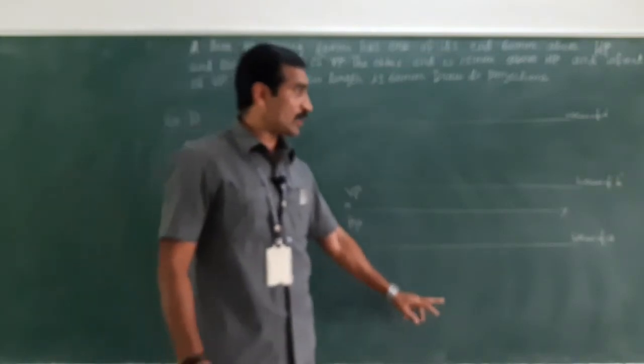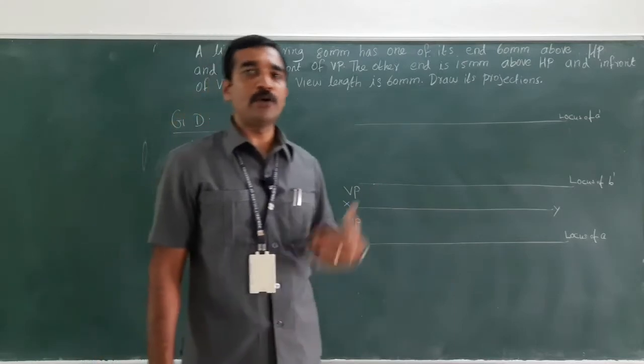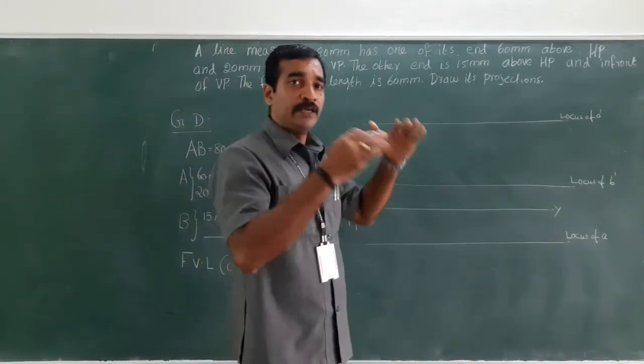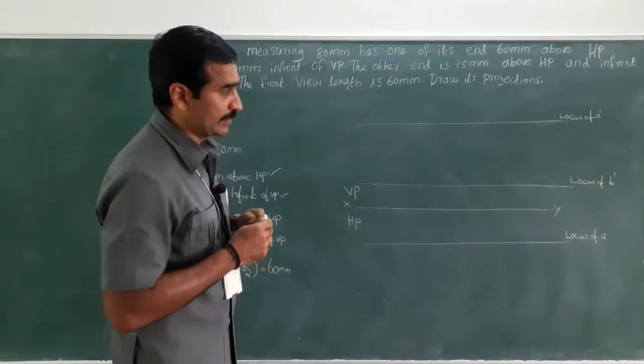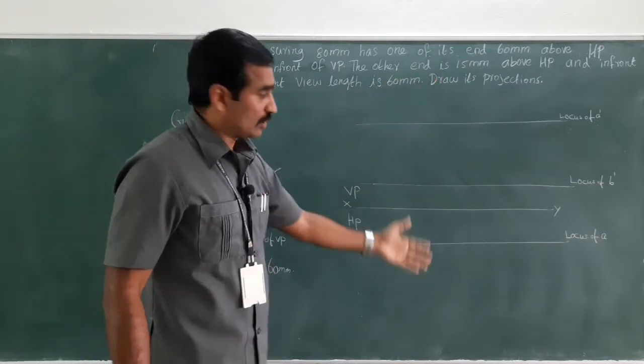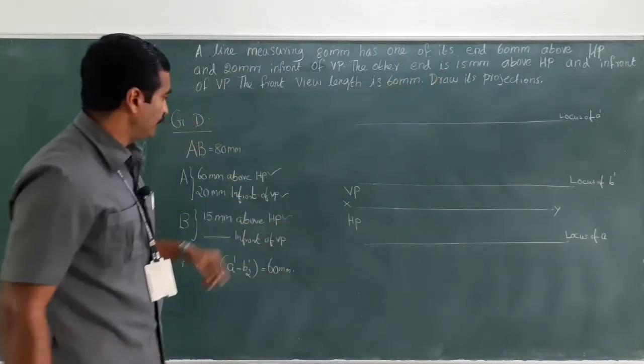I need to find the locus of B, then only I will get the final top view and the final front view, isn't it? You need to know all 4 loci, that is locus of A dash, locus of A, locus of B dash, locus of B. So I have utilized 3 pieces of information.